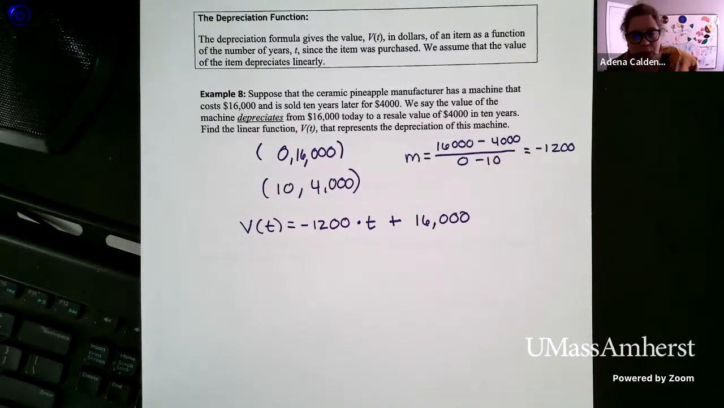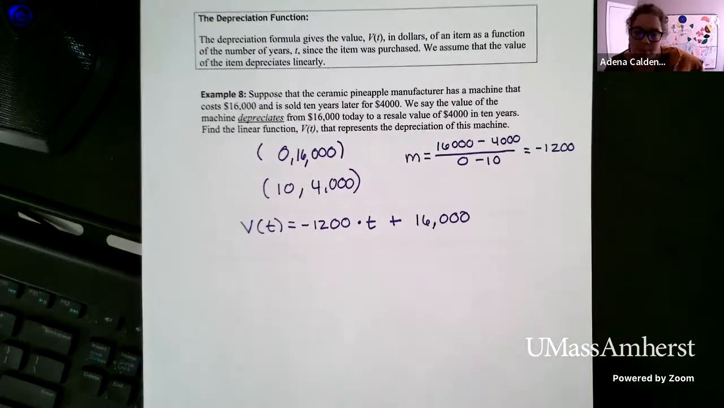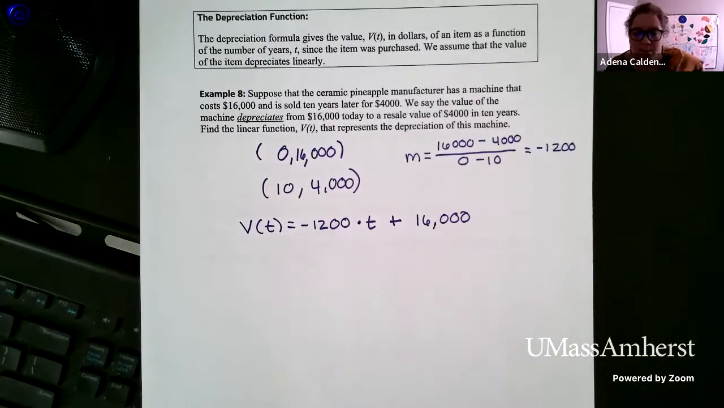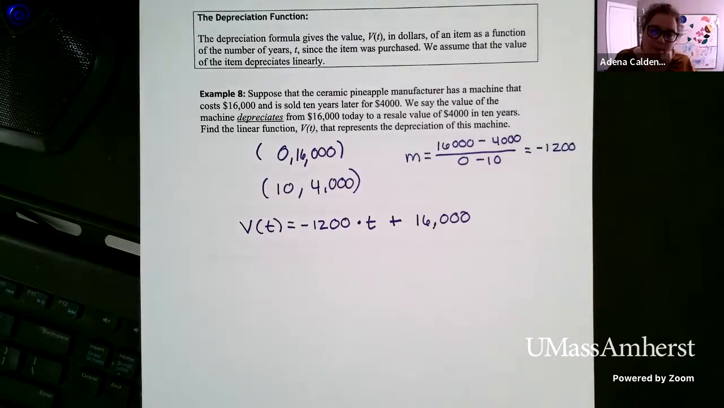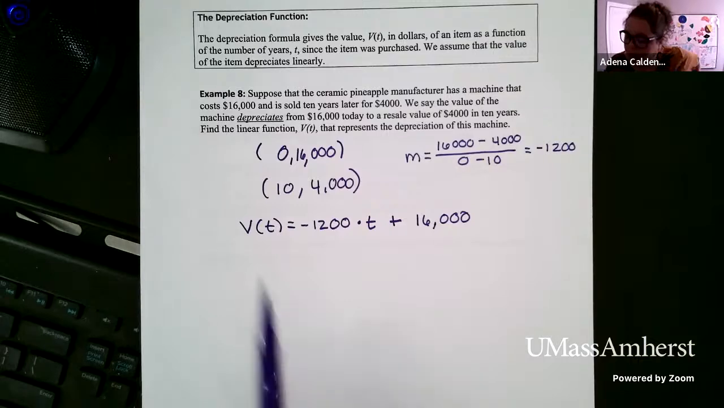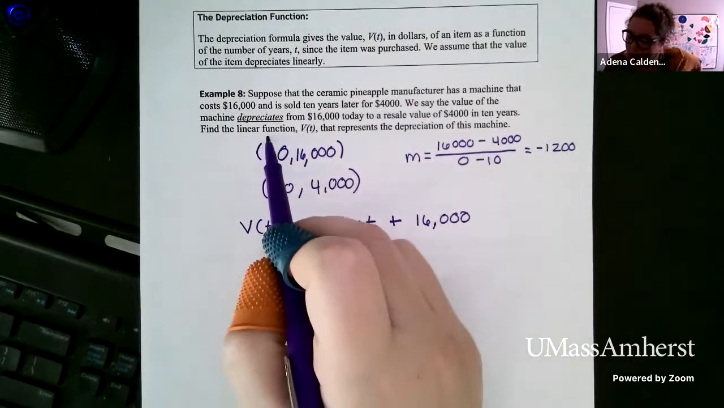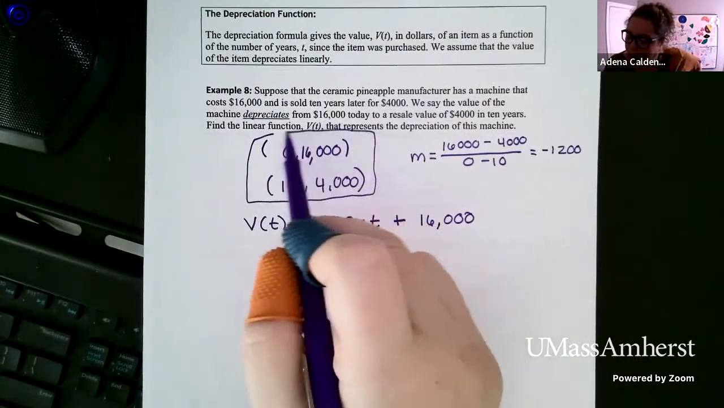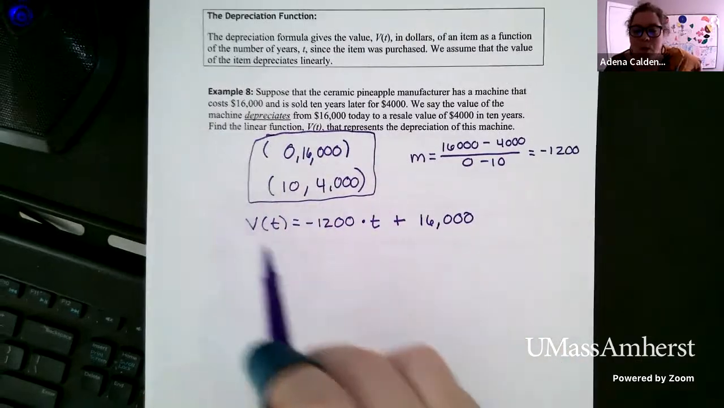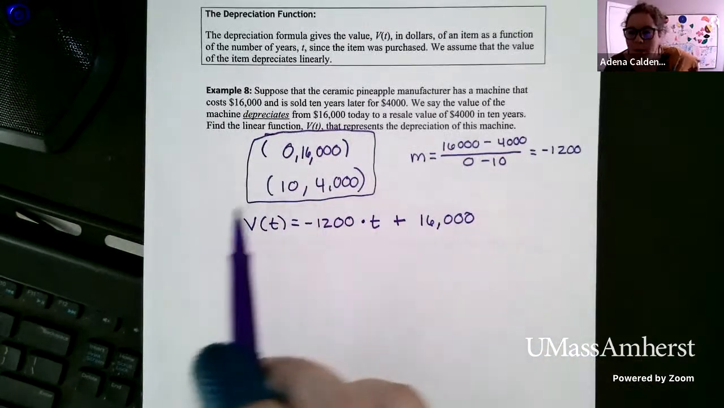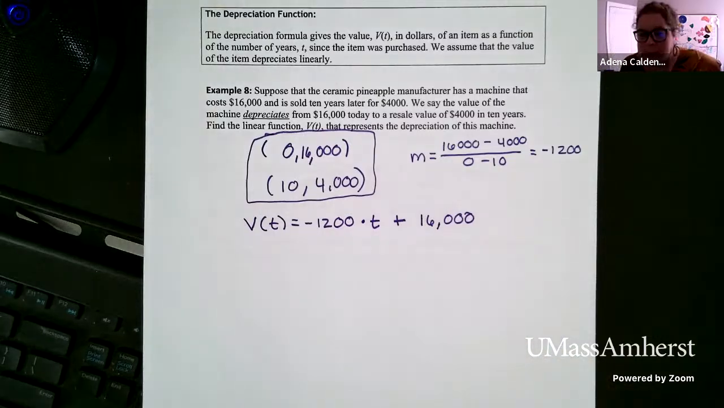If we wanted to know the value after 1 year, we'd plug in time equals 1. After 2 years, time equals 2, so on and so forth. And we could figure out things like when is the value 0, what is the value after 5 years, all those sorts of things. But when we set up the depreciation model, what we're doing is we're using the information about the value at 2 points to get the linear model that tells us the value at any point.